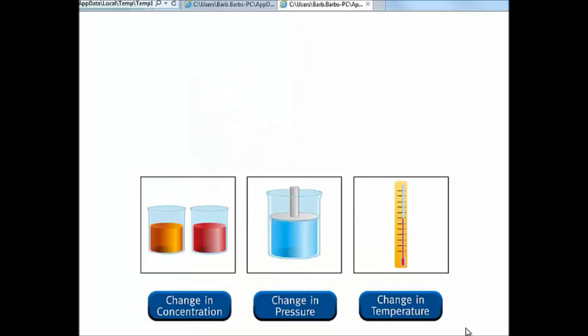Le Chatelier's principle states that if an external stress is applied to a system at equilibrium, the system adjusts in such a way that the stress is partially offset. The word stress means a change in concentration, pressure, volume, or temperature. Click on one of the buttons below to view animation showing the effect of these stresses on a system at equilibrium.